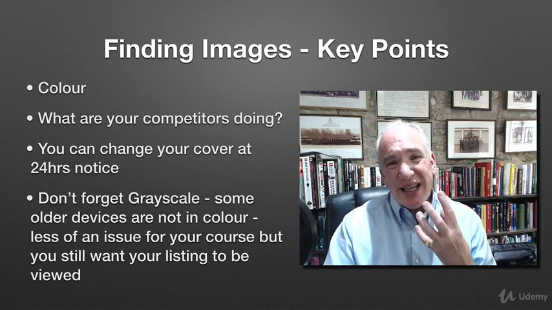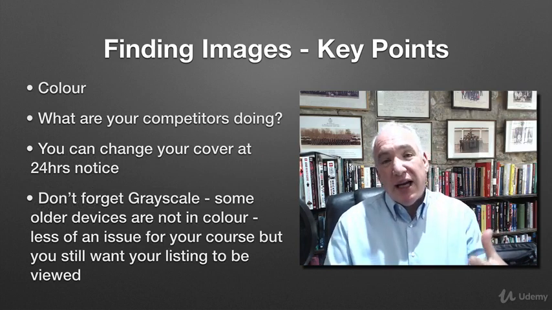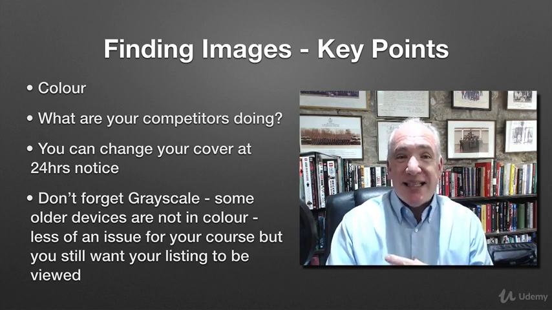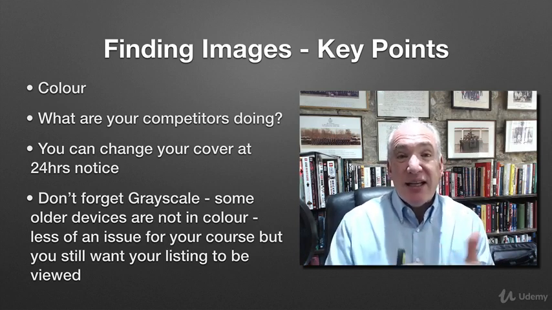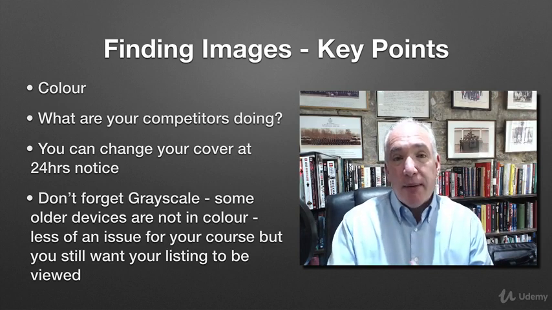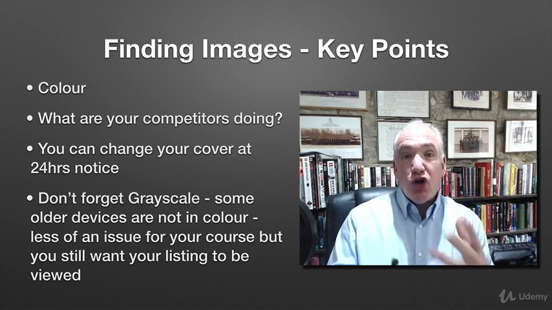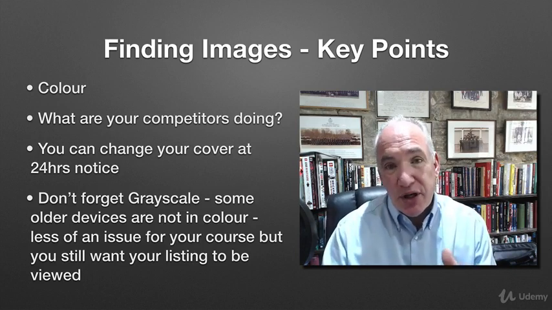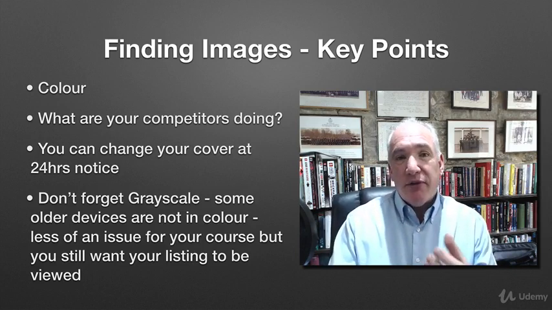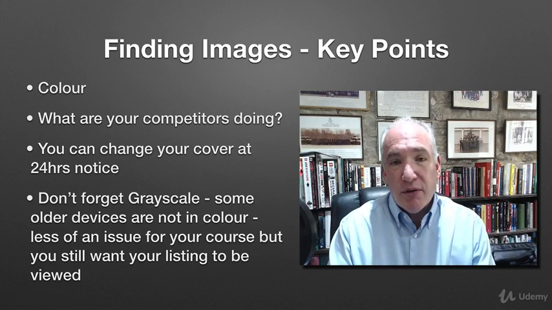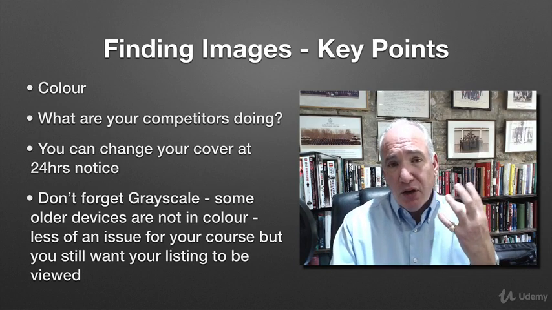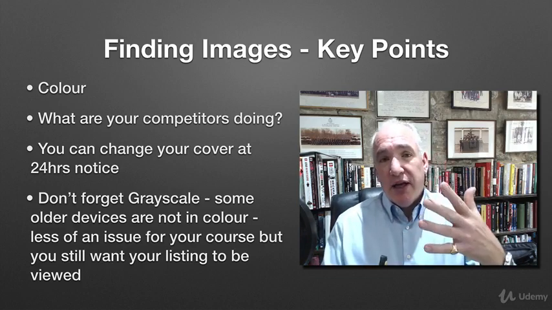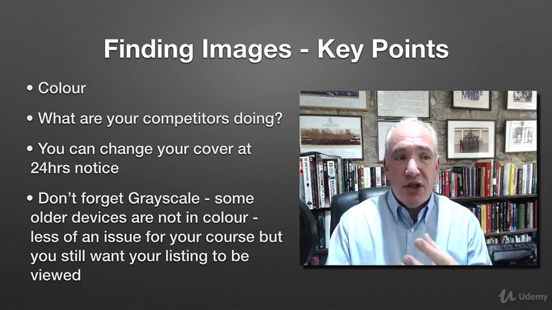When you're trying to choose the overall color of your image, the first thing to do is to go and have a look and see what the competing titles are doing, and then try to come up with something that stands out, that is in contrast to your competitors. But don't forget, you can change your images very easily on Amazon. It takes about 24 hours for the process to go through. So if you're not happy, or you think you can do a better image, or your course isn't selling and you want to try a different image, then you can always change it.